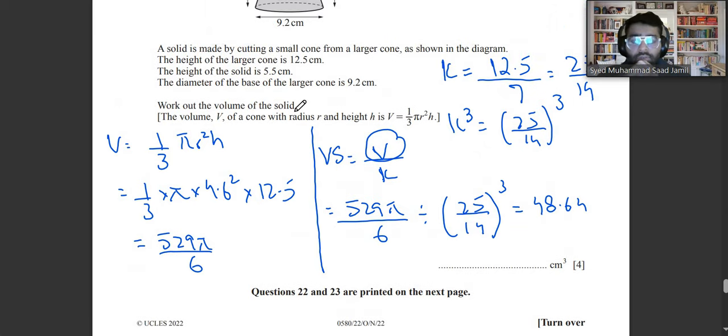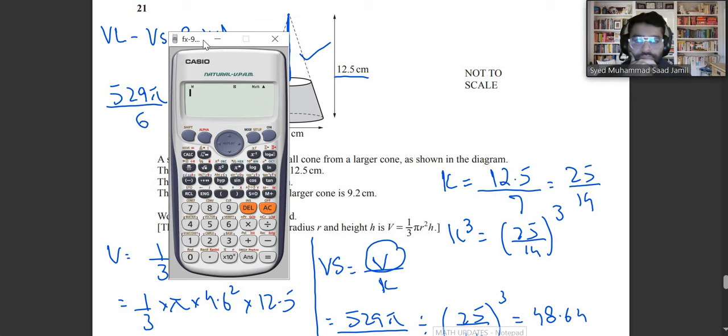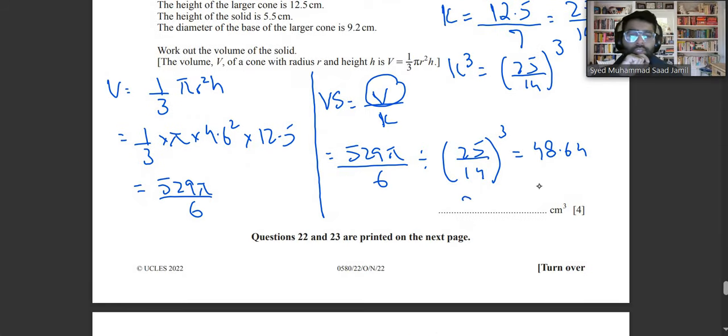We have to work out the volume of the solid. So the volume of the whole shape is 529 pi over 6, and we will subtract from it the smaller volume, 48.64. So 529 pi upon 6 subtracted by 48.64. So the answer is 228.34. You can say 228. Okay.